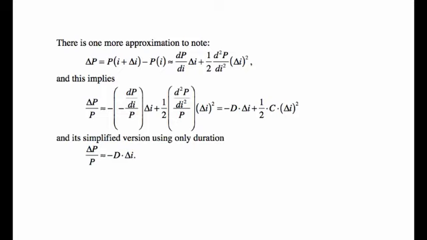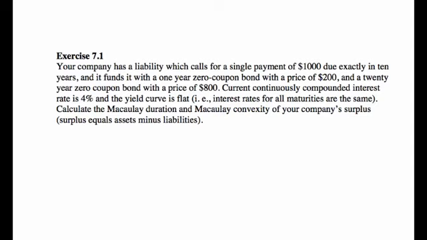You have a very simple exercise to illustrate a rather unusual portfolio, although it's not unusual for insurance companies. That's actually a situation that is pretty standard for insurance companies. Your company has a liability which calls for a single payment of $1,000 due exactly in 10 years, and it funds it with a 1-year zero coupon bond with a price of $200 and a 20-year zero coupon bond with a price of $800. Notice that the payment of $1,000 is way in the future, and the company has $1,000 worth of assets right now, so the company is very well funded to make the payment.